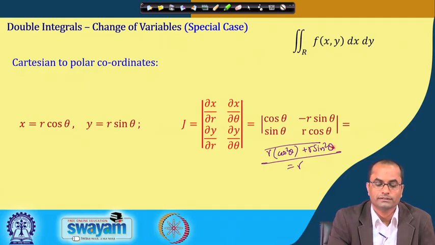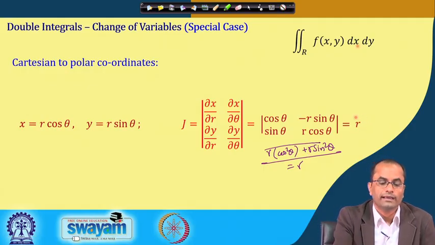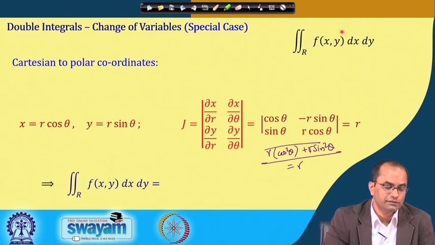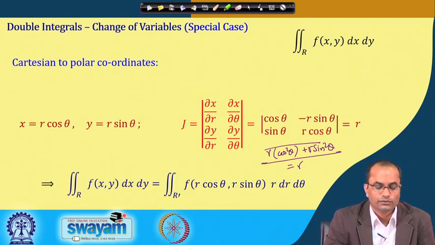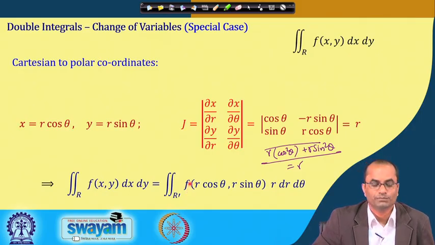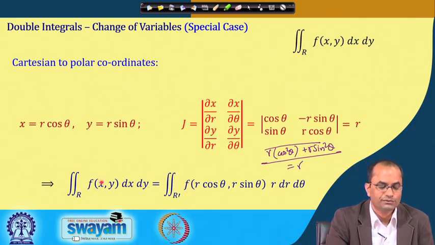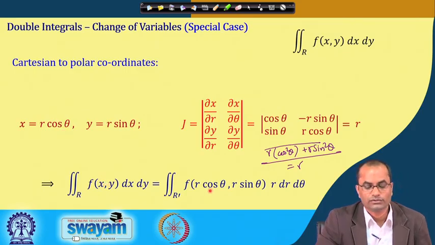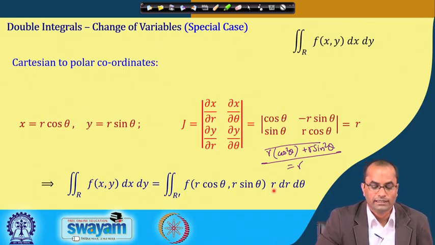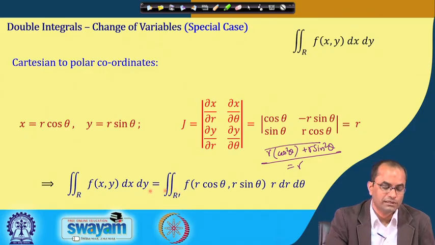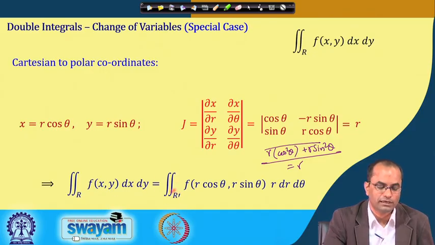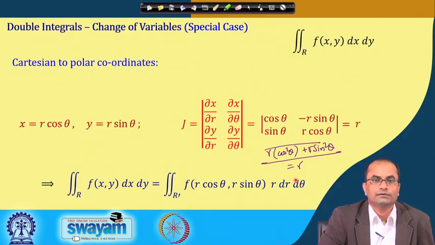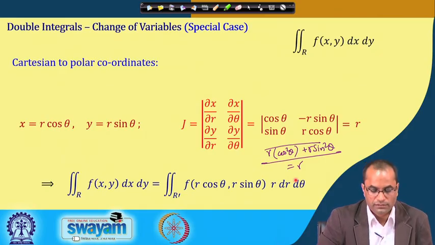So, we have this determinant value as r, and now we can change this integral which was given in the Cartesian coordinates to the polar coordinates, which we have already discussed in the previous lecture. We need to substitute for x and y as r cos theta, r sin theta, and then dx dy will become r dr d theta, and this region r prime will be described in terms of the polar coordinates r and theta.